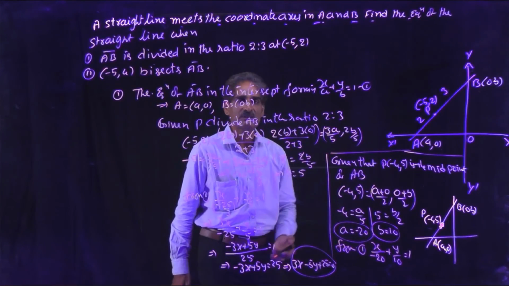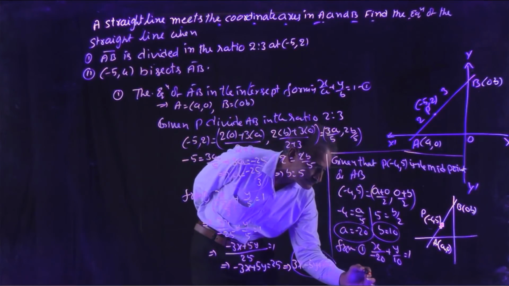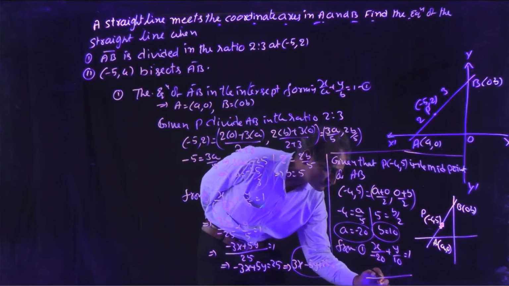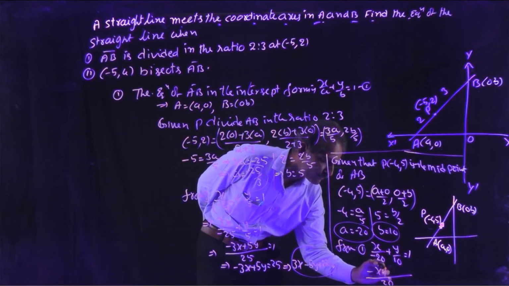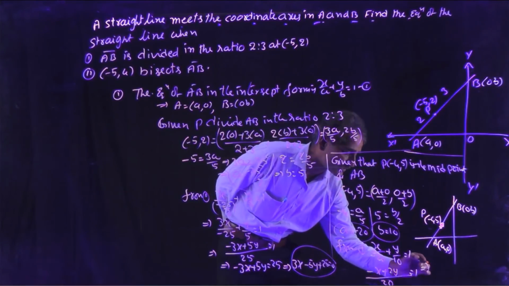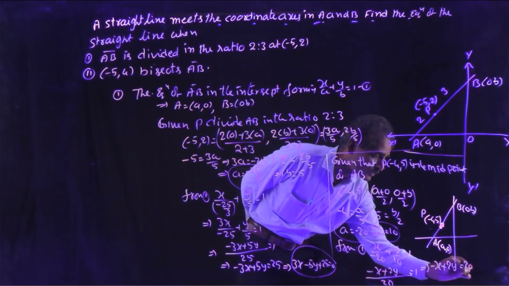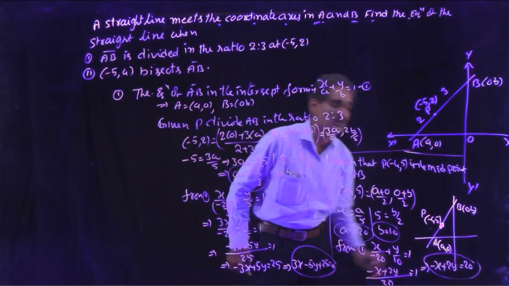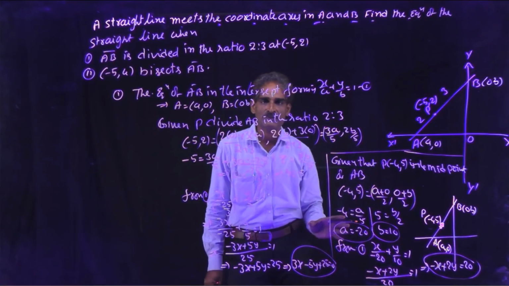So now take the LCM. Here the LCM is 20. So minus x plus 2y is equal to 20. Otherwise, x minus 2y plus 20 is equal to 0. This is how to solve this type of problem.